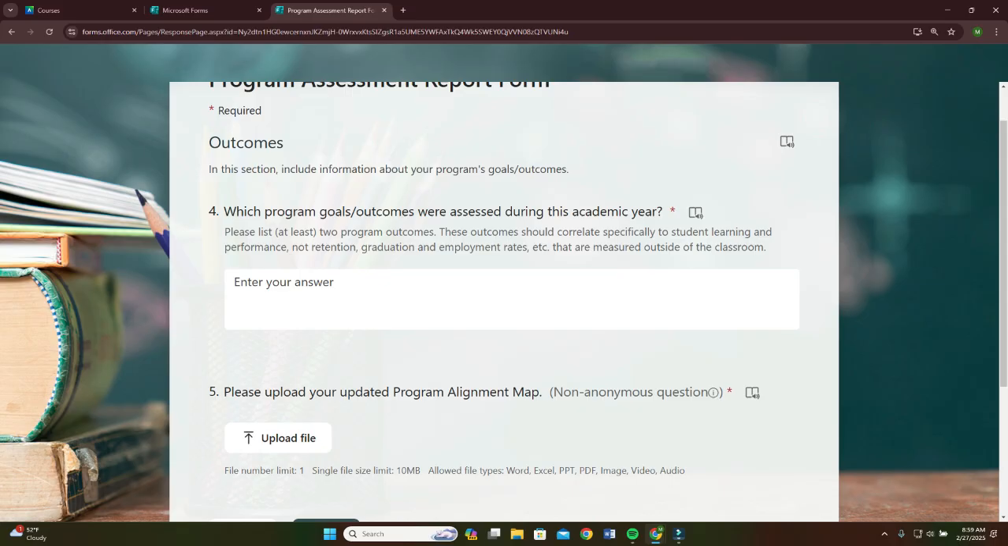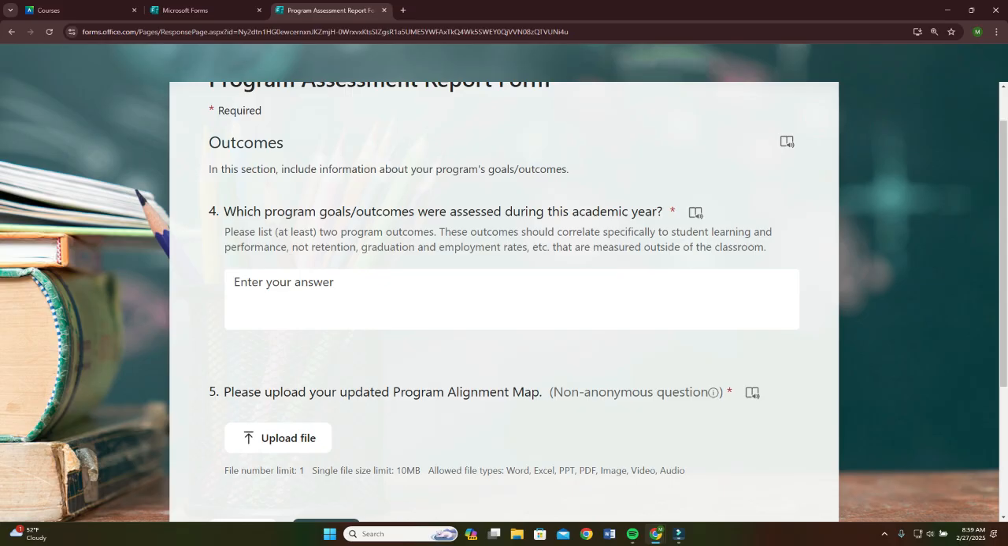These outcomes should correlate specifically to student learning and performance, not retention, graduation or employment rates, etc., that are measured outside of the classroom. It is entirely likely that you need that information, especially for a third-party accreditor. But for student learning in particular, like we talked about during in-service, we want to make sure that we are looking at student learning and performance, not retention, graduation, employment, etc.